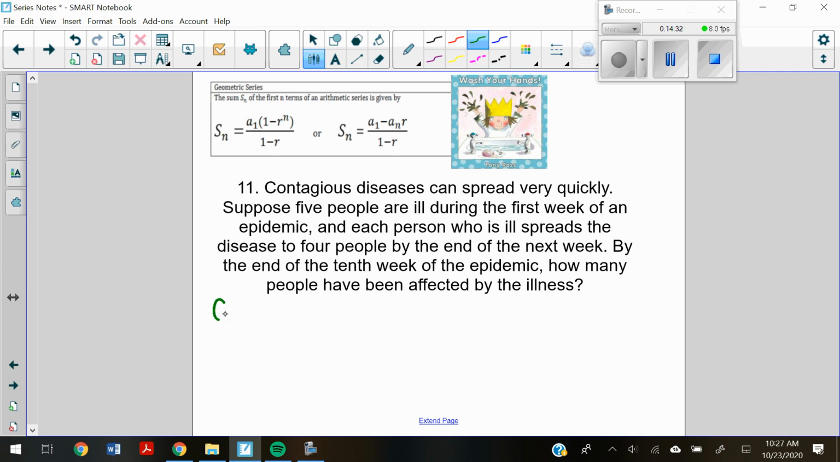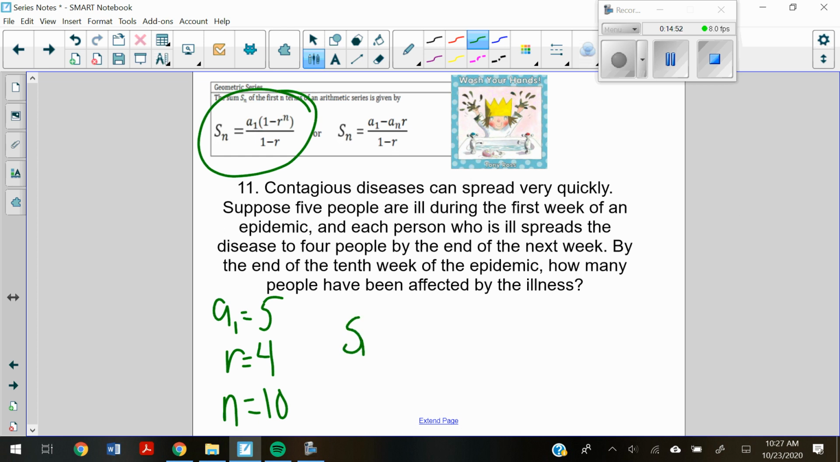So how many people start? Well, 5. And what's the rate at which they spread it? Well, they each spread it to 4, so we multiply by 4. And we are talking about 10 weeks. So this one is going to lead us to that first formula again. So the sum: a1 is 5, and then we have 1 minus our r, which is 4, raised to the power of n, which we have as 10, all over 1 minus our r, which was 4.